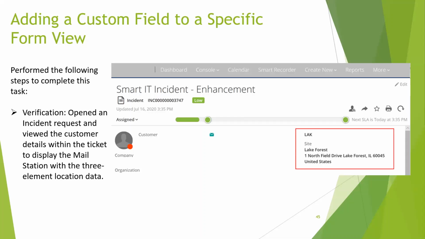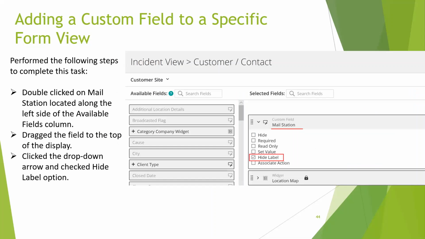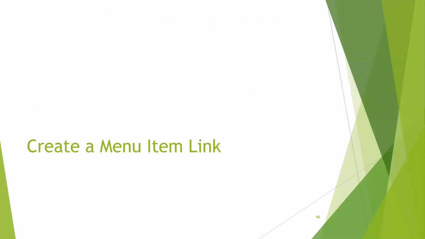They didn't want to see mail station because it would be confusing, but they all know what LAK means. And I can even tell because I could look down at the site. It says Lake Forest. Any questions on that? So you can change it to all sorts of different settings right here. You can do an association of an action. You can do read only, you can mark it required, even if it's not required in the dev studio. So you can change whatever your requirements are on that side.